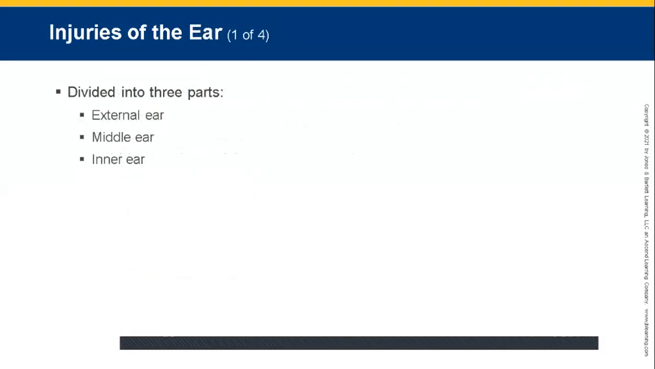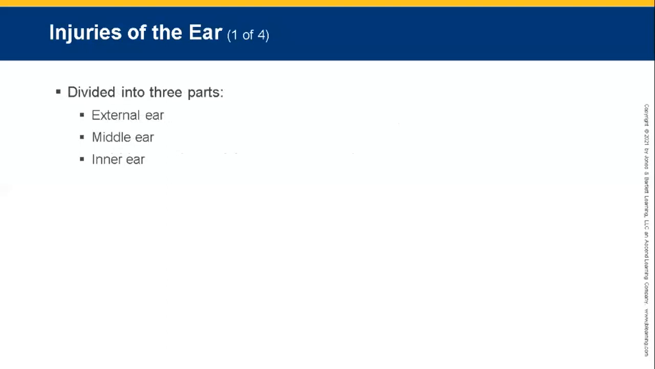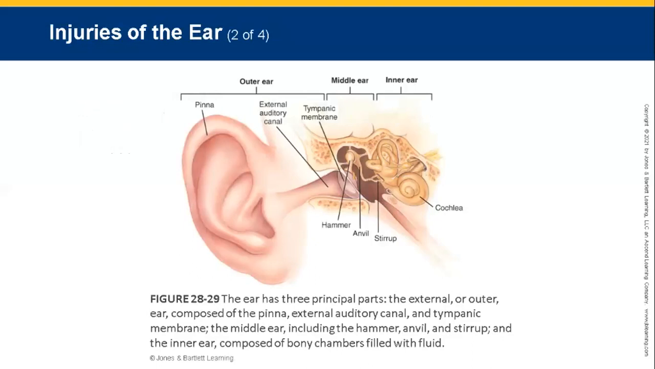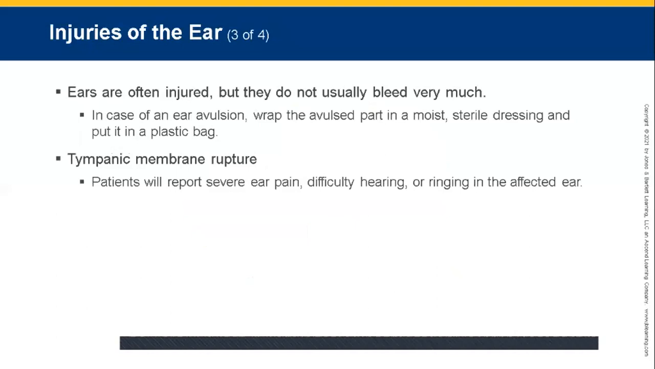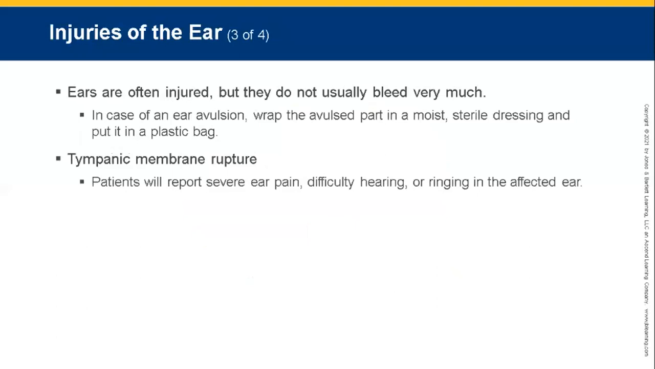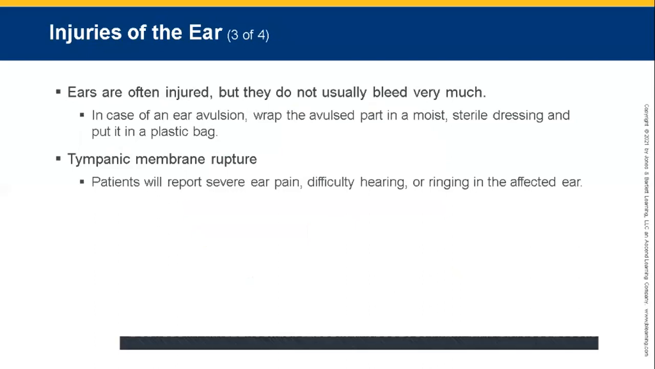Injuries of the ear are divided into 3 parts: external ear, middle ear, and the inner ear. Here is a diagram of it. Ears are often injured, but they do not usually bleed very much. In case of an ear avulsion, wrap the avulsed part in a moist sterile dressing and put it in a plastic bag.